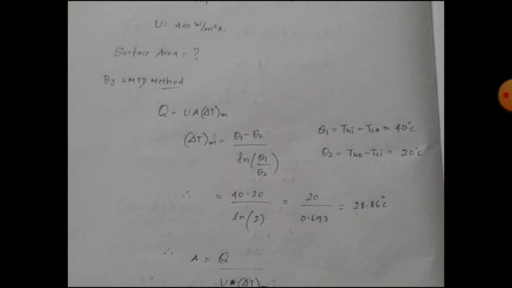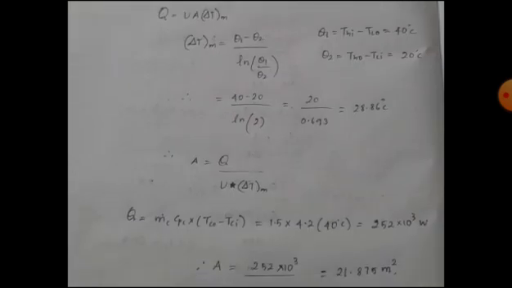Then from this formula, area is equal to Q by U into delta Tm. Before that we didn't know what is Q, therefore we have to find the Q. For that, the general formula is m Cp delta T. You can use either the cold fluid or the hot fluid, the answers will be the same. Here I used the cold fluid. I have found the Q value and substituting in the area formula, finally I am attaining the answer as 21.875 meter square. This is the exact answer for that question.